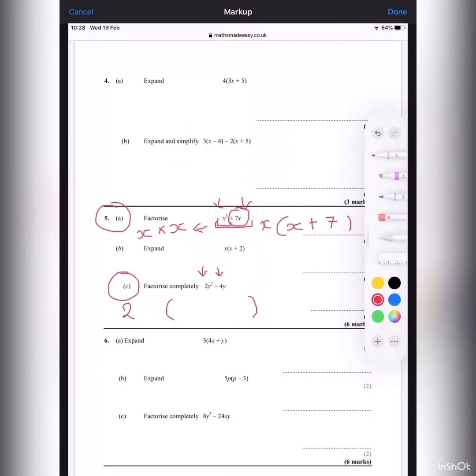And then we think, can we take any y's out? Well, yes, we can, but we can only take one y out because there's only one y there. So now we think about what we put inside. Well, again, it must just be another y because here we've got y squared, but we've already got one y. So it's just one y goes inside, and then this must be minus 2.